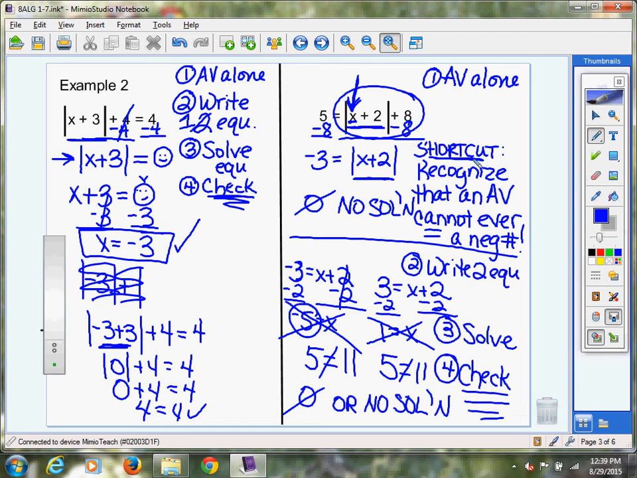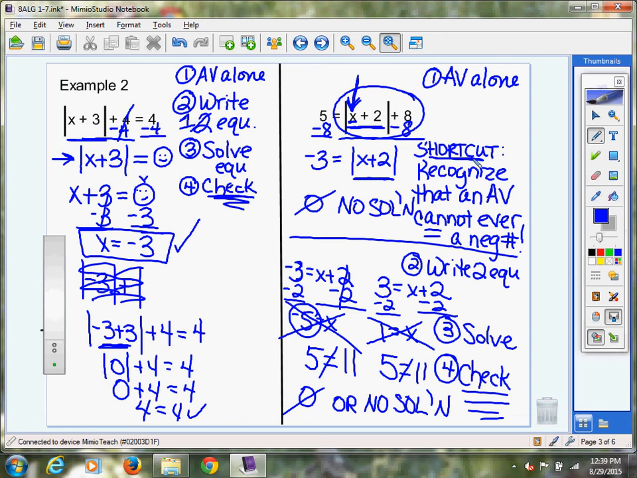Okay? So you can use a shortcut, recognize it on the early part, or continue and write your 2 equations, solve your 2 equations, check your 2 answers. If they work, then box them in. If they don't work, neither of them work, then you're going to write null set, the circle with a slash through it, or no solution.